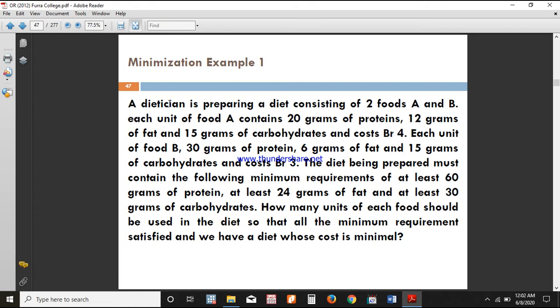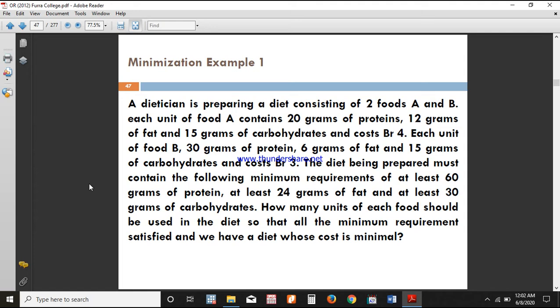Here, a dietitian is preparing a diet consisting of 2 foods, A and B. Each unit of food A contains 20 grams of protein, 12 grams of fat, and 15 grams of carbohydrate, and it costs 4. And each unit of food B has 30 grams of protein, 6 grams of fat, 15 grams of carbohydrates, and a cost per serving.